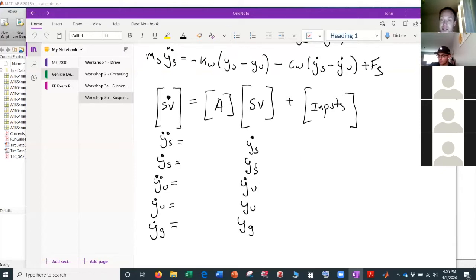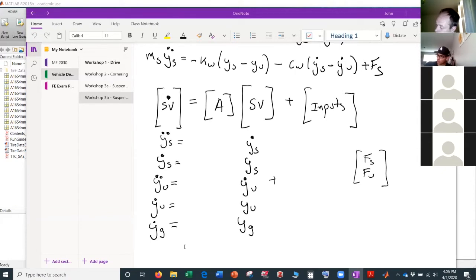I basically need the acceleration of the sprung mass as a function of all of these, because this A can now have 5 rows. It could be a function of these 5. So I need to write equations for each of these, and my inputs can be force sprung and force unsprung, right?